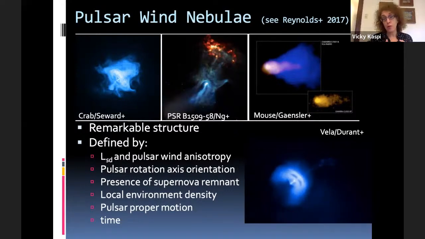Whether or not there's a supernova remnant present, because the wind material can interact with that supernova remnant, the local environment density, and also the pulsar proper motion, where sometimes the pulsar nebular emission is totally dominated by the ram pressure interaction between the wind and the ambient density due to very high velocities. Radio pulsars have extremely high velocities, sometimes upwards of 1,000 kilometers per second. So you can see these structures. And then they're also, of course, all defined by time, and it's important to note, at this time domain conference, that there are beautiful Chandra observations of time-variable pulsar winds, like this one in the Vela pulsar.